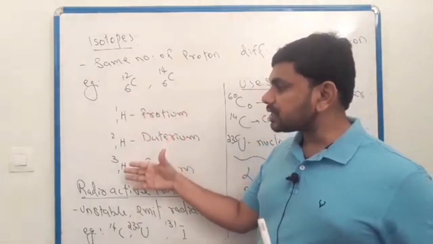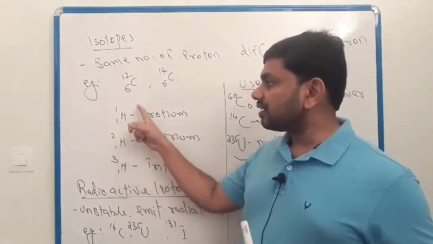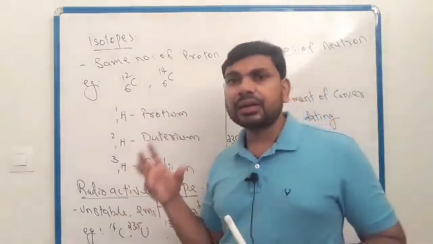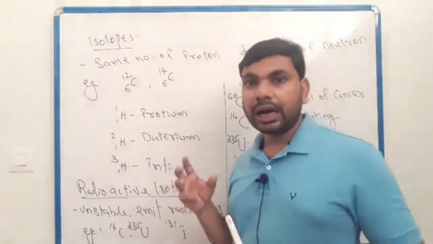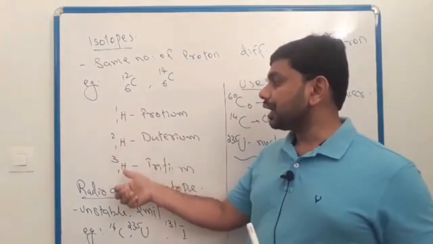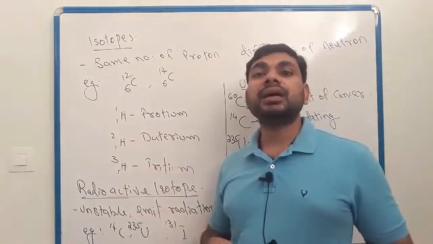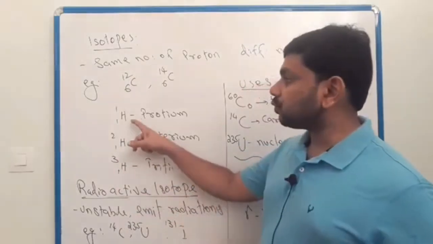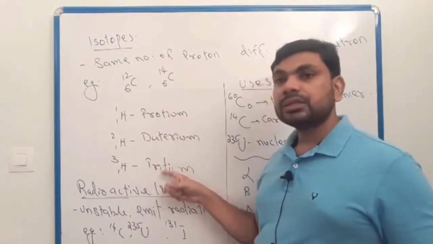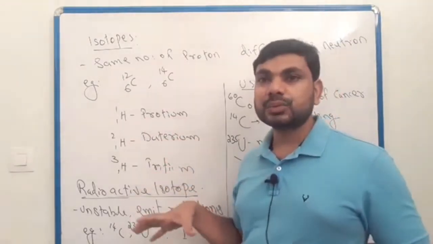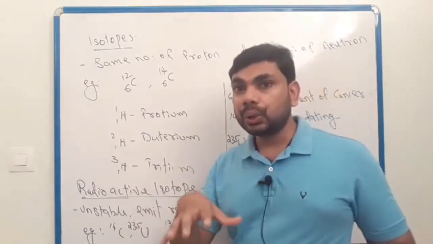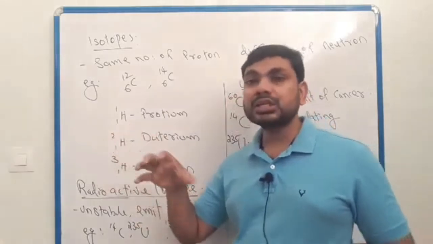And another example for isotope: H-1, H-2, H-3. Hydrogen shows three different isotopes, H-1, H-2 and H-3. H-1 is called protium, then deuterium and tritium. These are the three different isotopes of hydrogen. Only one element has no neutron. Only hydrogen, there is no neutron.